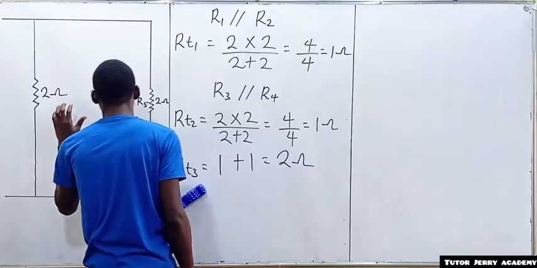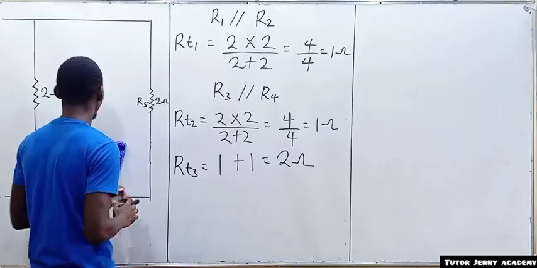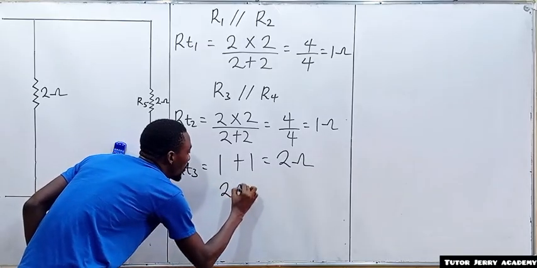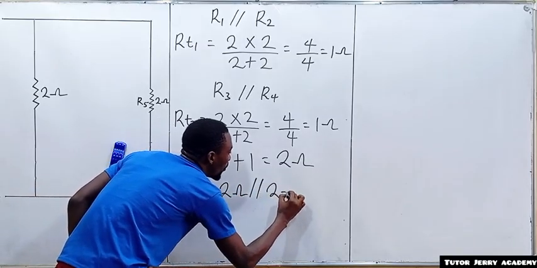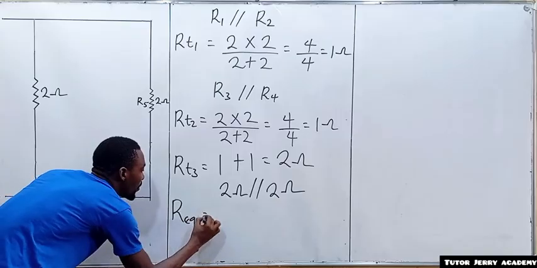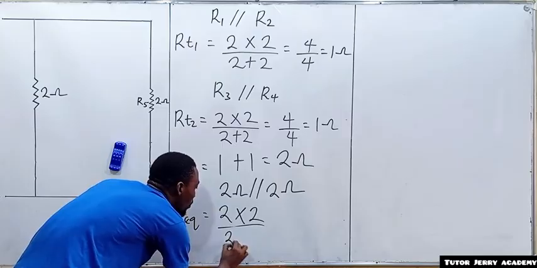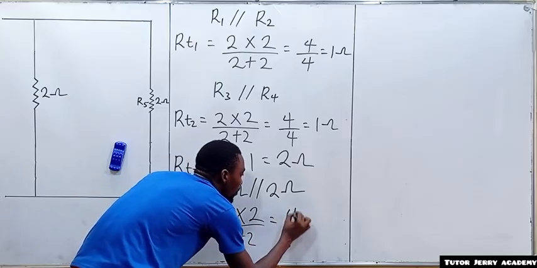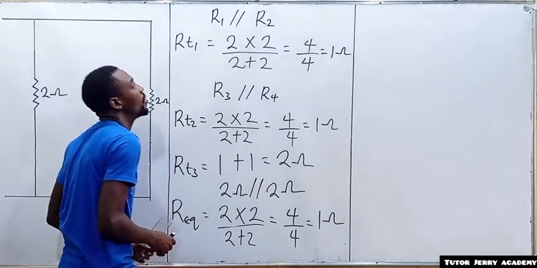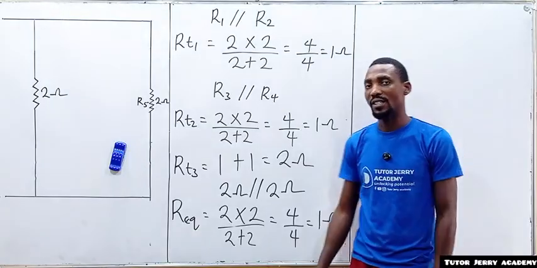Now you can see that this and this are now in parallel, right? So this 2 ohms is in parallel with these 2 ohms. 2 ohms is parallel to 2 ohms. So the equivalent resistance there, R equivalent, will be equal to 2 multiplied by 2 all over 2 plus 2, which will be equal to 4 divided by 4, which will give us 1 ohm. So here is the solution to the above question. I hope we understand this.